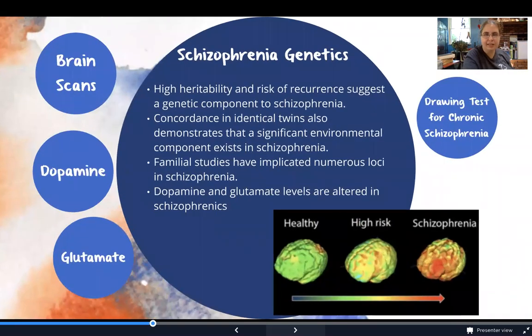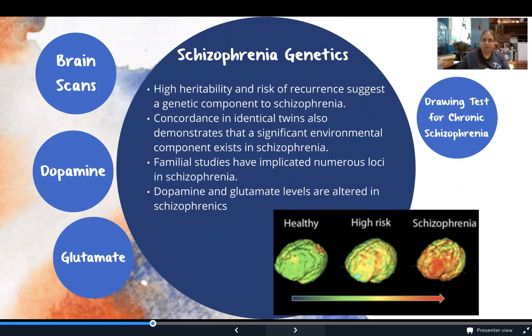Let's talk a little bit about the genetics of it. High heritability and risk of recurrence suggest a genetic component in schizophrenia. It is suggested that there is a strong genetic component, but it is not purely genetic, it is multifactorial. Concordance in twins also demonstrates that a significant environmental component exists in schizophrenia. The concordance between identical twins is 40%, which is high, but it's still not a super high guarantee. I mean, it's almost half.